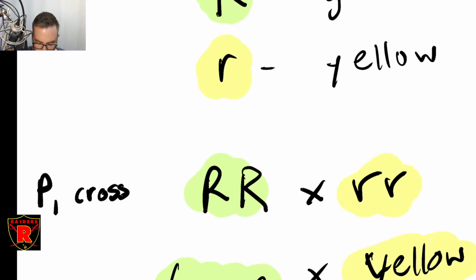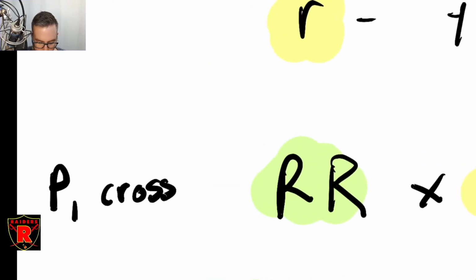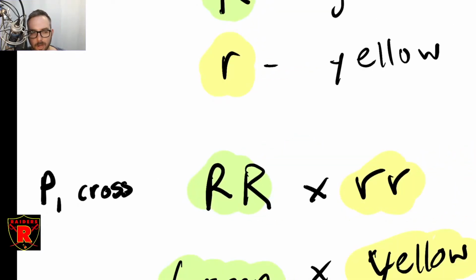So when you're crossing parents in a genetic experiment, we call that a P1 cross. P1 just refers to the generation. It's the first generation of parents. Okay, that's a P1 cross. So this is our P1 cross. This is the first generation of parents being crossed with each other, bred with each other. Okay?